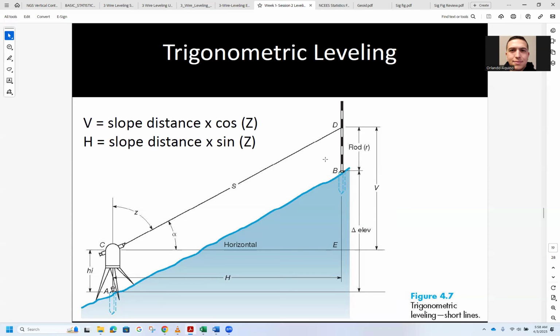And again, V is the slope distance times the cosine of Z, Z being your zenith angle, right? And then H is the slope distance times the sine of your zenith angle. So again, we have V being here, the bump from your horizontal sight to the rod reading, and H being here. So that becomes that vertical triangle, as you can see by the layout. And then let's find that real quick on 4.7.